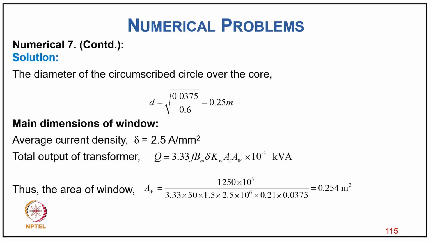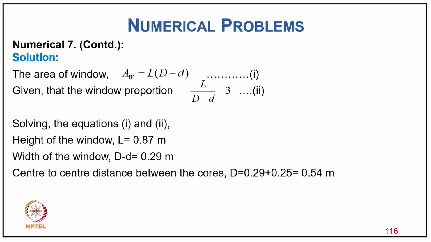And main dimension of window, that is average current density sigma 2.5 ampere per millimeter square. So total output of the transformer with the output equation Q equal to 3.33 f Bm delta Kw Ai Aw into 10 power minus 3 kVA. So putting the value in this, Aw comes typically 0.254 meter square. So now the area of the window is Aw equal to L in bracket D minus capital D minus small d, and given that window proportion L upon D minus d is 3.